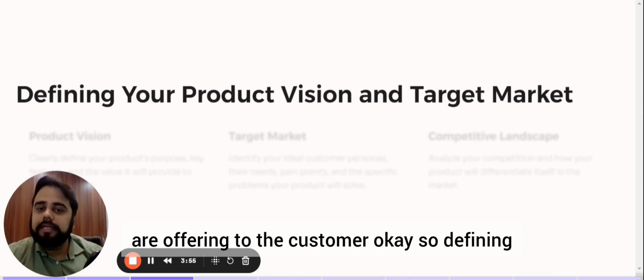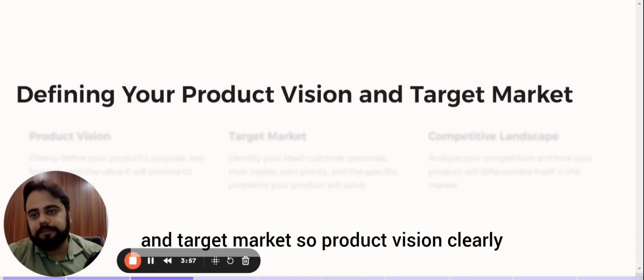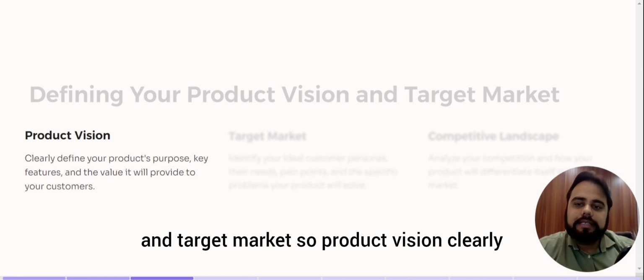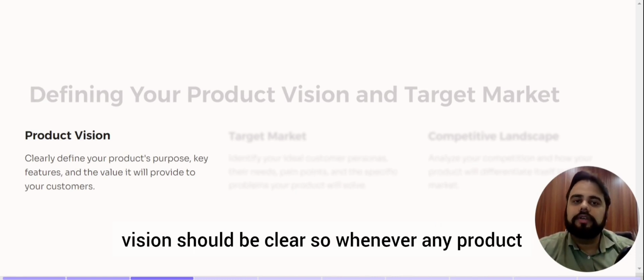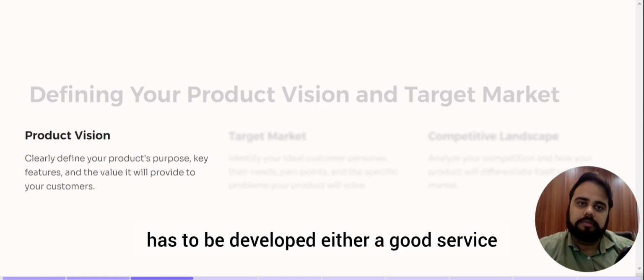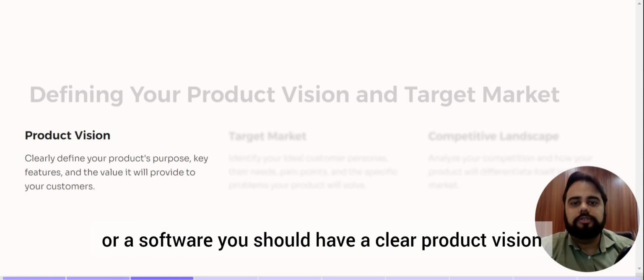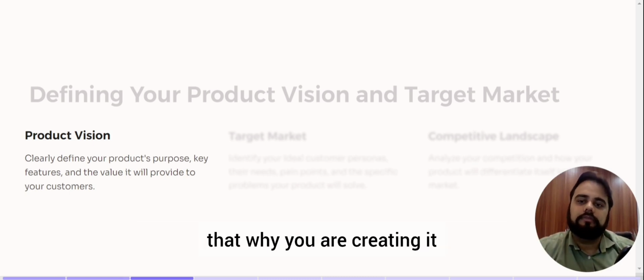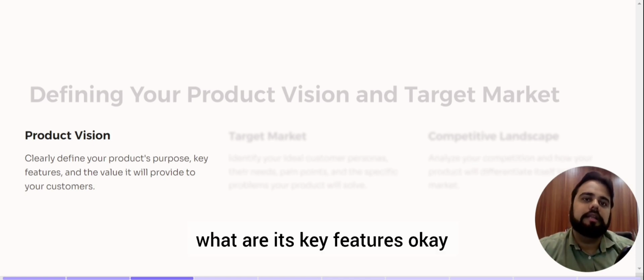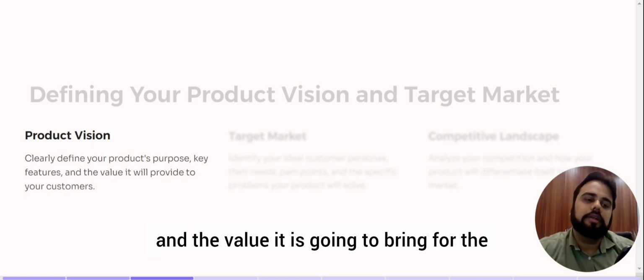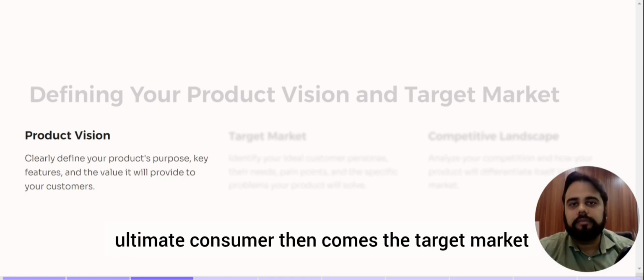Now, defining your product vision and target market. The product vision clearly defines your product's purpose, so your vision should be clear. Whenever any product has to be developed, either a good, service, or software, you should have a clear product vision: why you are creating it, what purpose it is going to solve, what its key features are, and the value it is going to bring for the ultimate consumer.